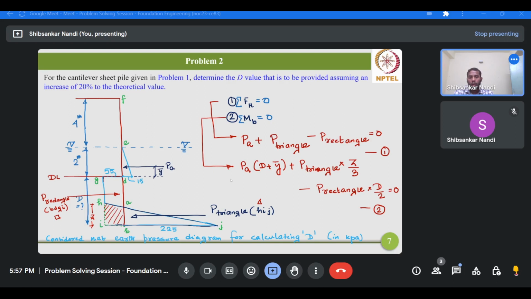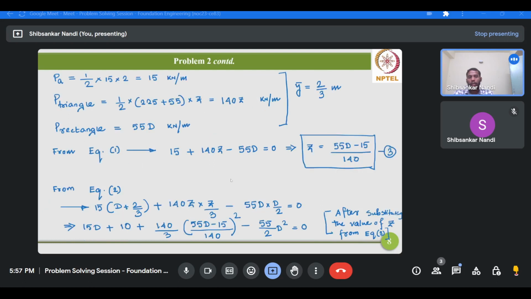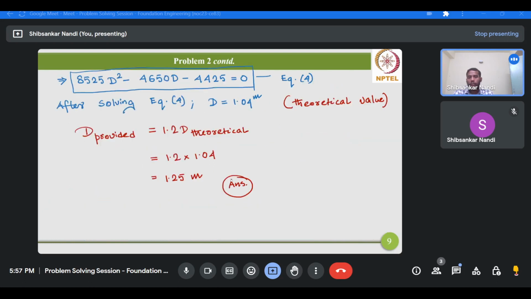Now by satisfying these two conditions, we'll end up with two equations, and if we solve these two equations, we can easily determine the theoretical D value first. Upon multiplying this theoretical D value with the given safety margin, that is 20% here, so 20% more value we have to provide, therefore 1.2 times D theoretical will give you the D provided in the actual scenario, and this value is 1.25 for the current problem.